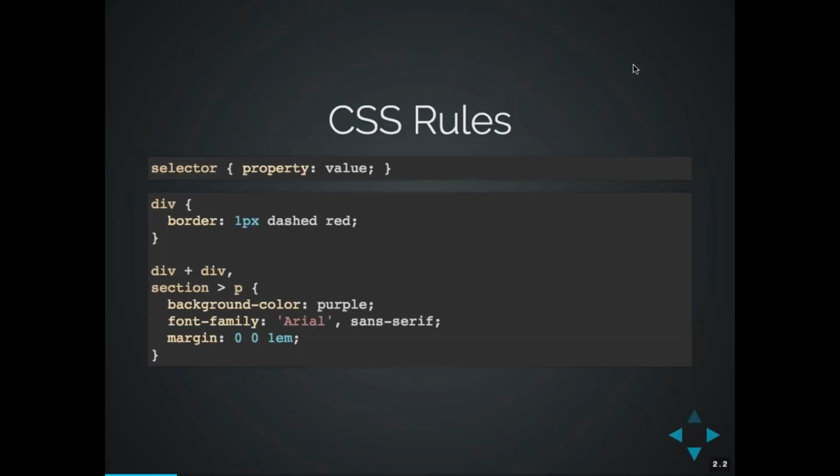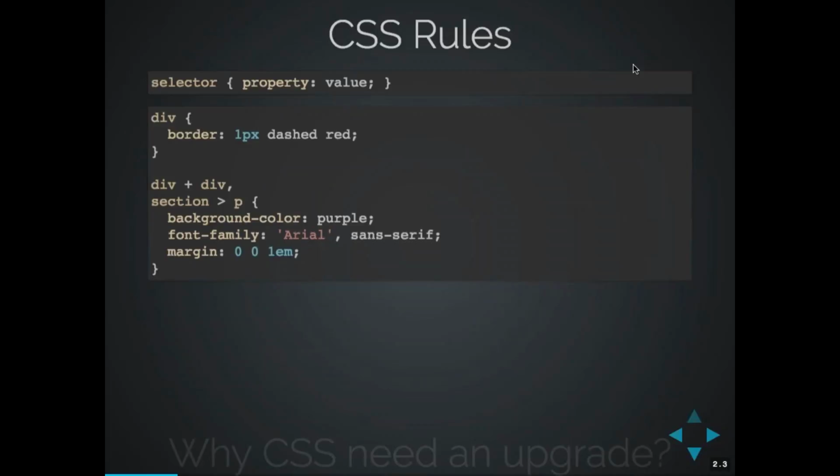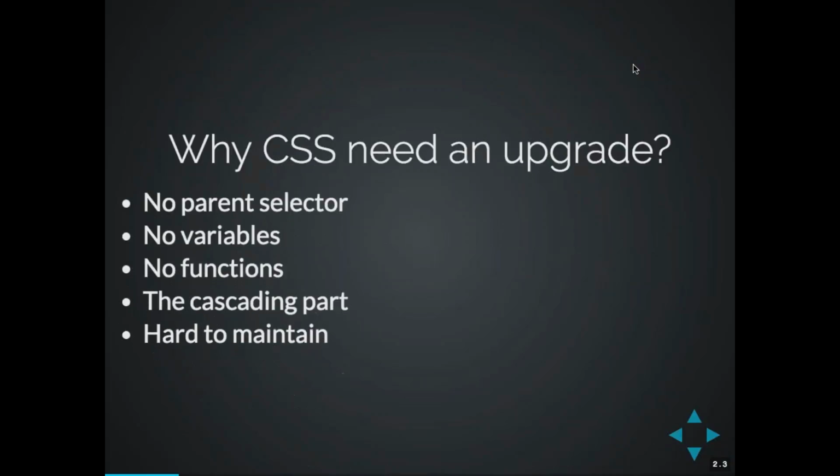You can combine them. This one, div plus div, is saying every div after another div, give it these properties, so you can add more than one property. So I'm making the background color purple, changing the font family, changing the margin. So this actually is a shorthand margin. So I'm saying the top margin 0, left and right margin 0, and margin of 1 em underneath. So that's the basic gist of CSS. So you've got lots of rules like that.